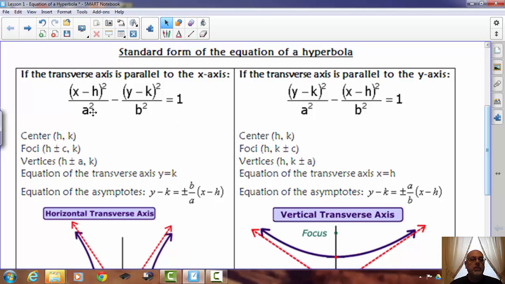You'll also notice that regardless of what the numerator is, the first denominator is always a squared. Unlike an ellipse and a circle, there is a minus sign between the two fractions. So the center is still h comma k. It's still equal to 1, by the way, just like an ellipse. The two focus points are h plus or minus c, so you're taking the x value of the center, and you're adding or subtracting the value of c.